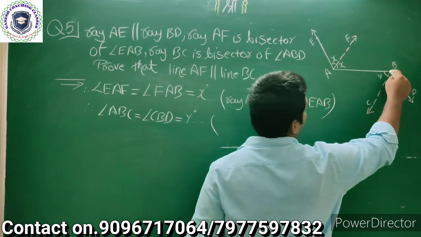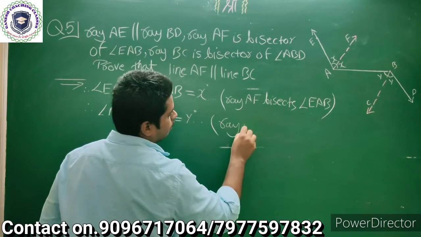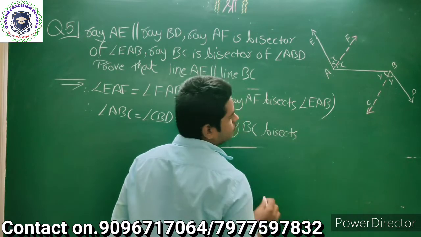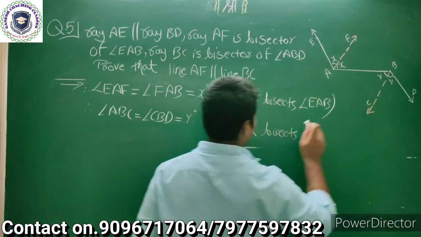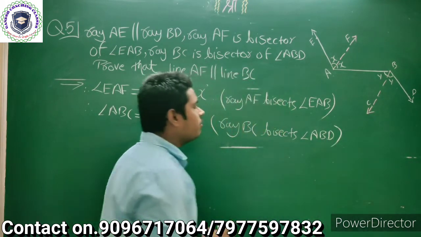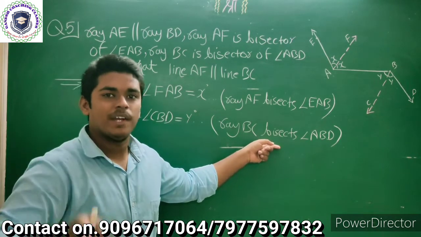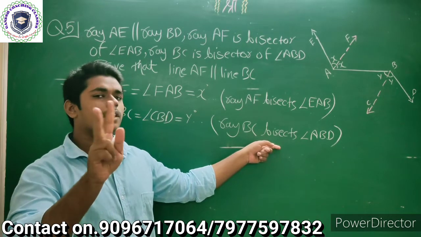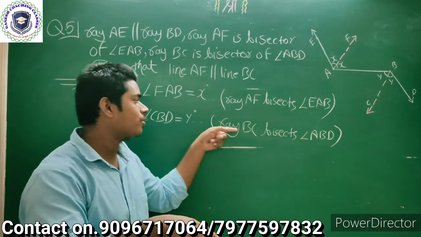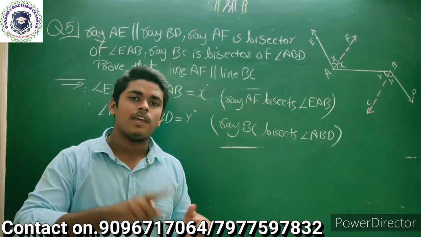What reason? Same reason. Which ray is dividing this angle ABD? Ray BC. So ray BC bisects angle ABD. Here it is given as bisects. So what is the difference between bisects and divides? When the question says ray BC divides angle ABD, and when it says ray BC bisects angle ABD, what is the difference between divides and bisects?